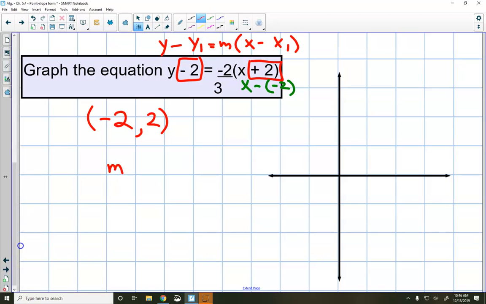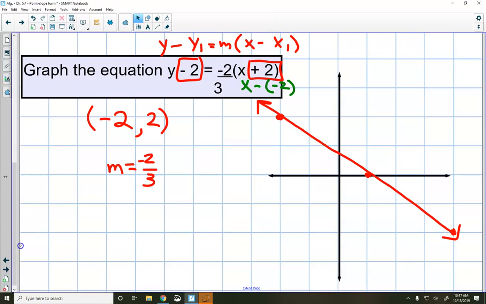Then our slope is -2/3, and if we plot our coordinate point at -2, 2, and apply the slope of -2/3, which means go down 2 to the right 3, down 2 to the right 3, we have our graph of our line, and of course we draw our arrow.